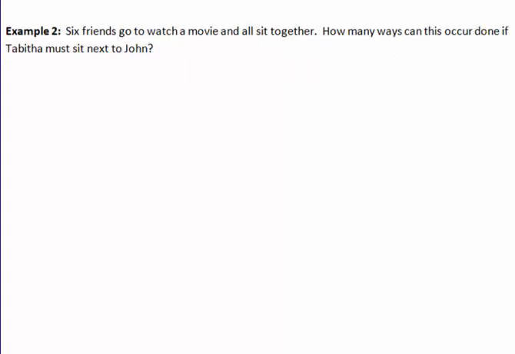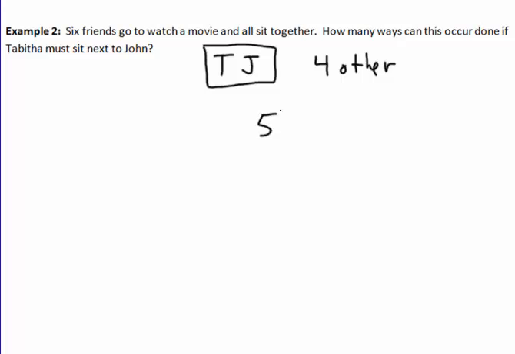Well, let's make it a little more complex. What if these 6 friends go to a movie, but now Tabitha must sit next to John? So they want to be together. Well, what we consider in this case is we put Tabitha and John, and we consider them one object now. They are one object together. So we're going to say that Tabitha and John are one object, and that means there are 4 other friends. So if we were arranging these, we would have 5 factorial ways that they could be arranged.